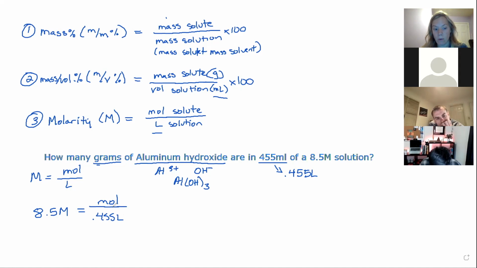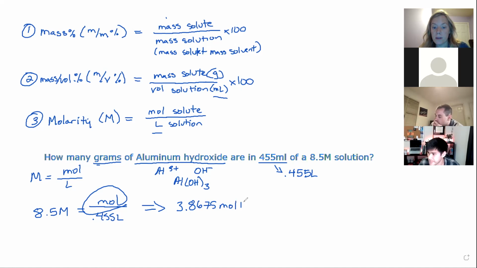So let's first solve for moles. I take that 8.5 and I'm going to multiply it by 0.455. And I get a mole value of 3.8. I'm just going to keep everything 8.675 so that I don't have a rounding error. And this is moles of AlOH3. So what we have to do now, since the problem said, no, I don't want moles, I want grams, is we just have to go ahead and convert this into grams.